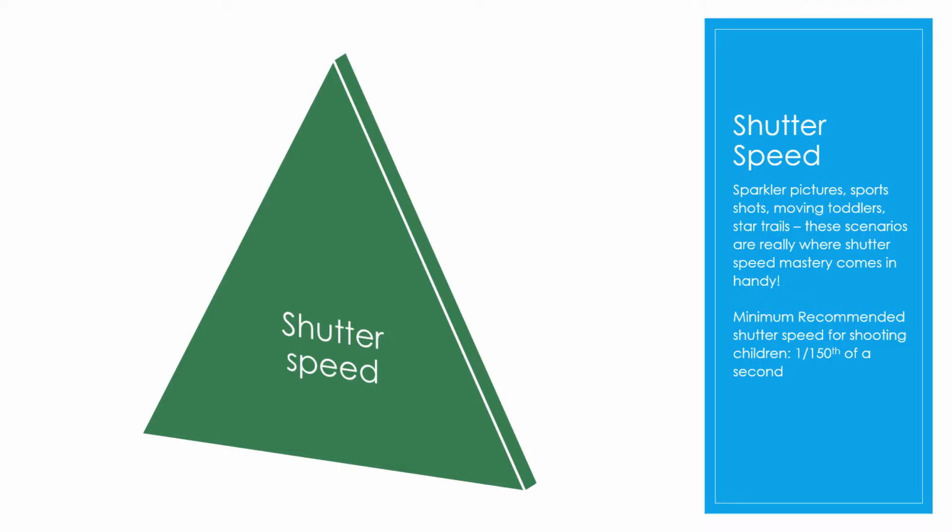Shutter speed. Shutter speed is so important when we're talking about pictures of anything that moves. If you've seen those beautiful light painted pictures with the sparklers, sports shots where the motion just completely freezes, or you're trying to capture images of your fast moving toddler, these scenarios are really where shutter speed mastery comes in handy. I will tell you, the minimum recommended shutter speed for shooting pictures of your children is 1/150th of a second. You don't want to go any slower than that, or you're going to have motion blur because they are wiggly, wiggly little creatures. So that's my recommendation there.